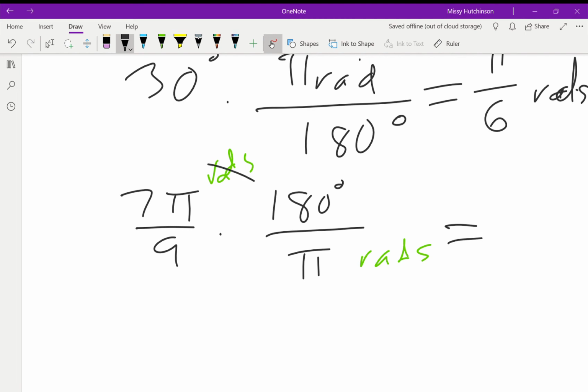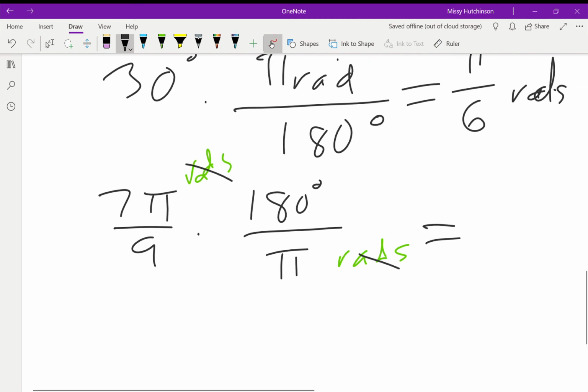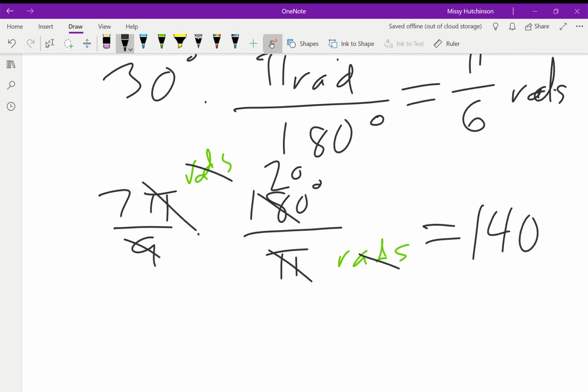That means the radians will cancel. I know that 9 goes into 180 20 times. So I have 20 times 7, or 140, and then the pi's would cancel as well. So I'd have 140 degrees.